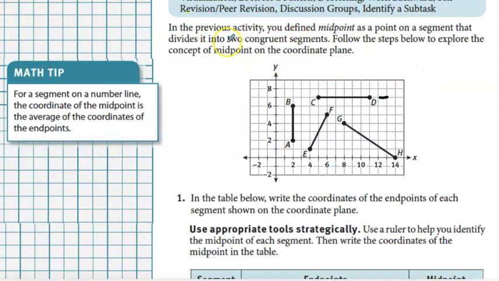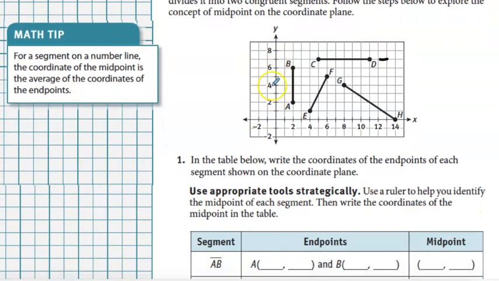All right. So, in the table below, you're going to write the coordinates of the endpoints of each segment shown on the coordinate plane. It says use a ruler, but we really don't need one. Just kind of guess where you think the endpoints are going to be. And then you're going to see if you can find the midpoint of the segment. Again, just kind of guess to see which point looks like it will be the middle. And then you're going to write the coordinates to help you out.